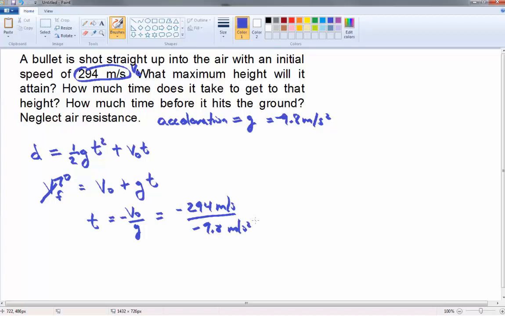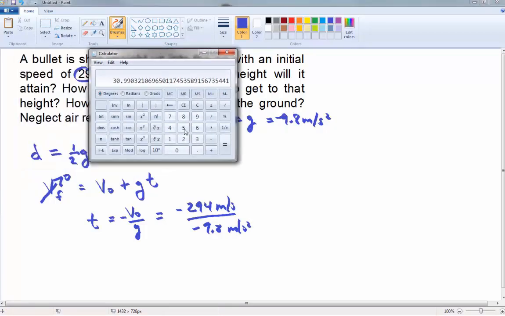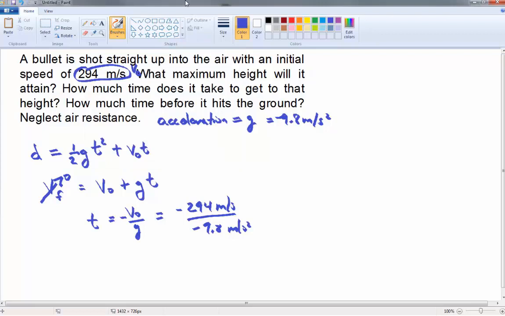So pull up the calculator. Since there's two minuses, I'm not going to bother with the signs because they cancel. So 294 divided by 9.8 gives us 30. So this is saying that the time to get to the top is 30 seconds. So that's 30 seconds to get to top. That actually answers part B.